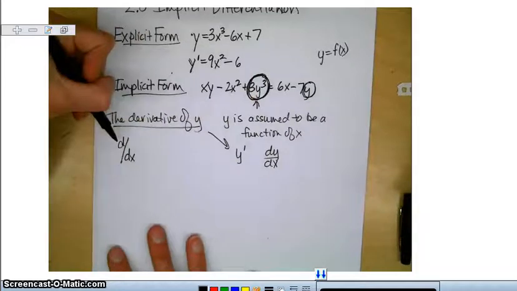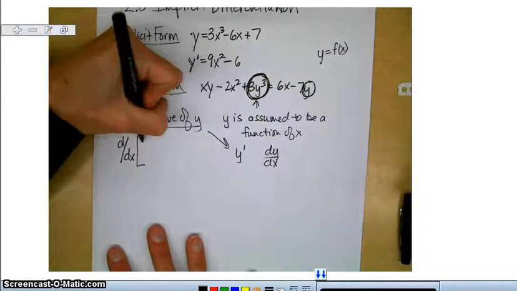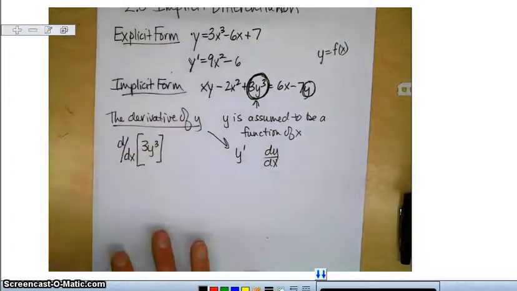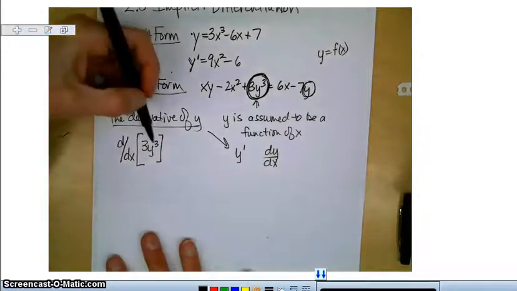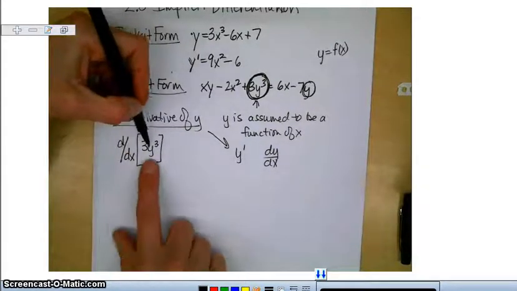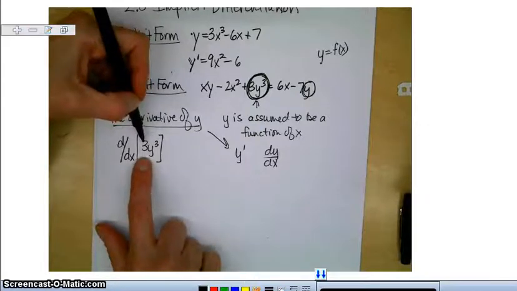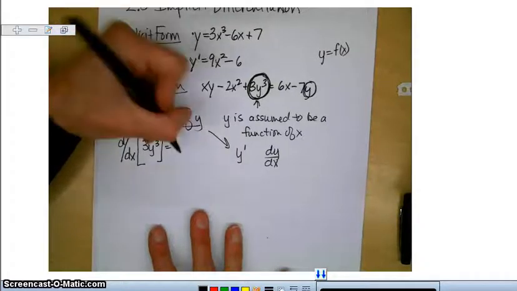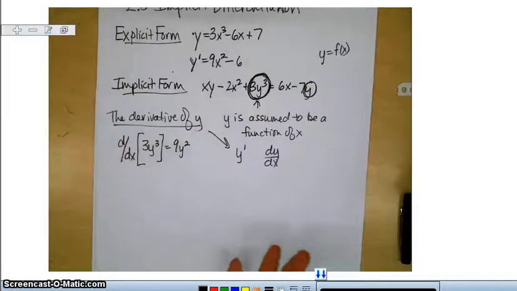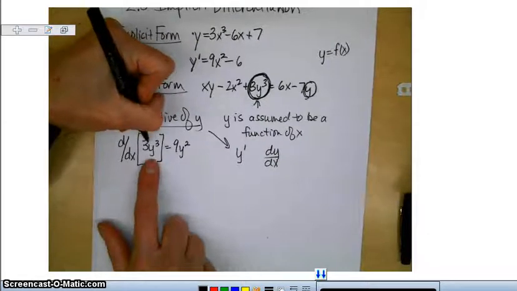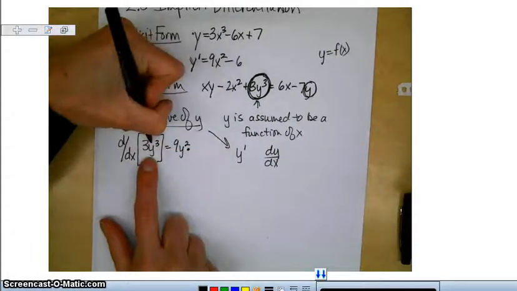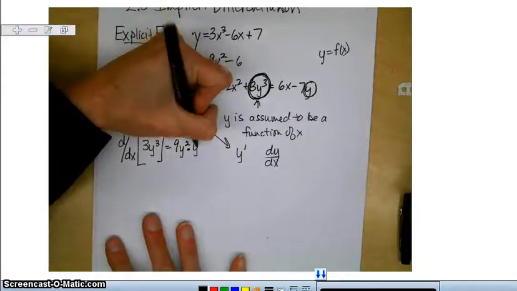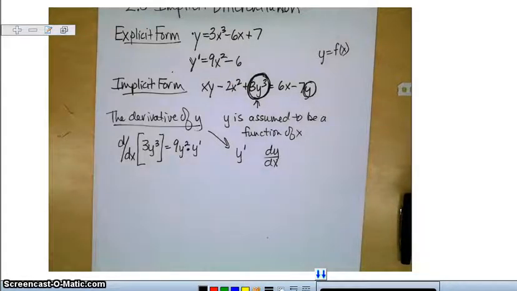So if I want to find the derivative in terms of x of 3y cubed, here's how I have to do it. I take the derivative of the outside function, which is what I see outside the y. So what would be the derivative of 3y cubed? 9y squared. See how we did that? Just pretended it was an x, took the derivative. Now we have to assume that we have a chain rule. So that was the derivative of the outside times the derivative of just the y. What's the derivative of y? Y prime.